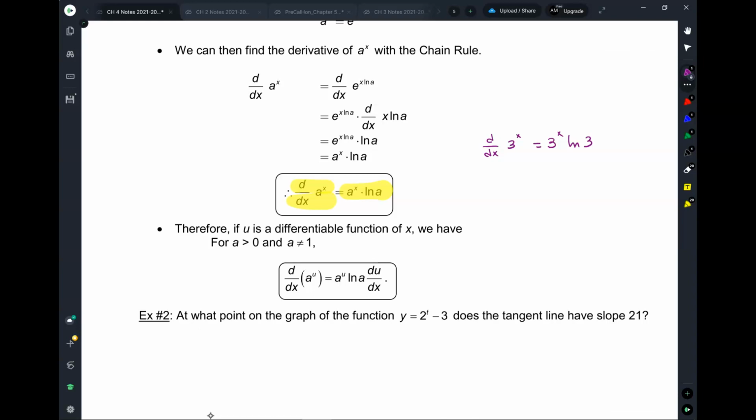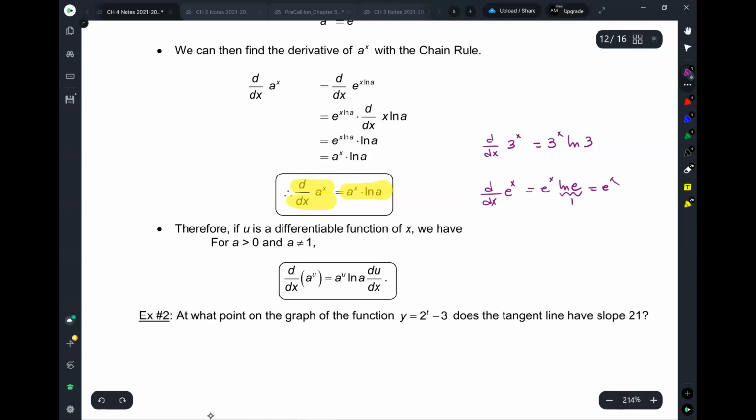Now you're like, wait, if e to the x and 3 to the x have no difference, then why is this different? But is it though? Let's do that for e. The derivative would be e to the x ln of e, but what is ln of e? Just 1, so that's e to the x.